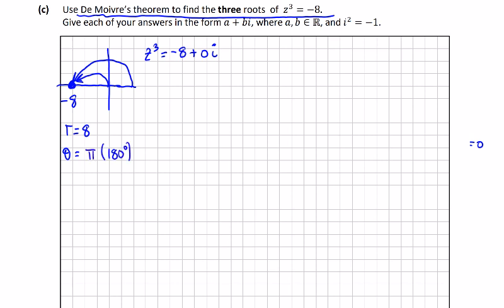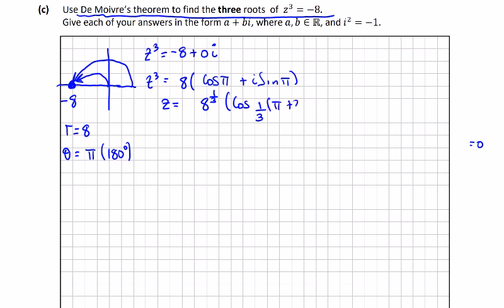So writing this complex number, minus 8 plus 0i, is the same as 8 times the cos of pi plus i times the sine of pi. And the cos of pi is minus 1 and the sine of pi is 0, which is where we get the minus 8 plus 0i from. Now, that's z cubed. If we want z, we would have to raise this to the power of a third, 8 to the power of a third, and I'm going to do it the short way, plus a third of pi.